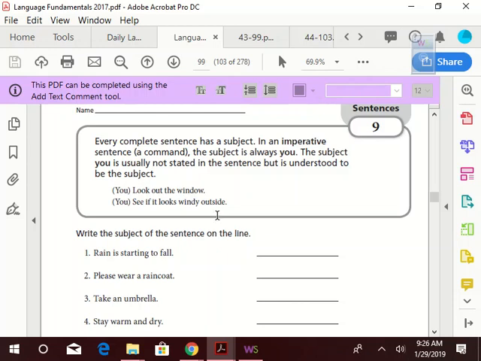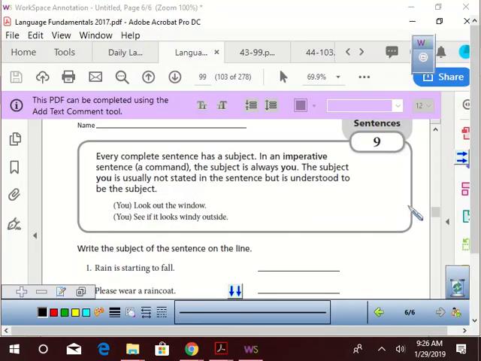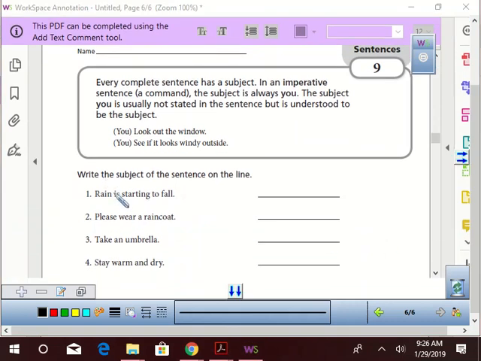Rain is starting to fall. Who's the subject in that one? Rain. Yeah. So don't be fooled. Don't get into a habit. So we know rain, subject, is starting to fall, predicate. But this one is not an imperative sentence, right? It's declarative. It's declaring something. That's declarative, right? It's a statement. Made a statement. Please wear a raincoat. Who's the subject in that one, though? You. It's a command, right?